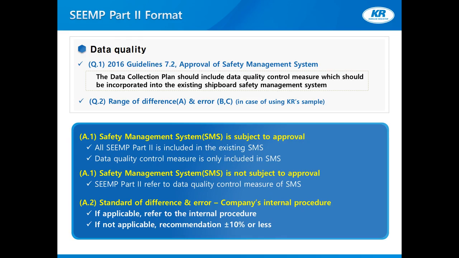For determining range of difference in case of method A and error in case of method B and C, please refer to the internal procedure of your company. For the data quality difference management, it is recommended to set the difference standard below 10%.